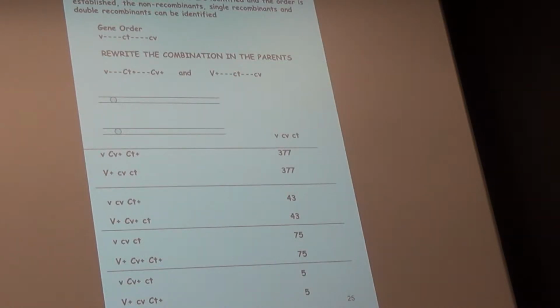So here is the original genes. I've just written them as B, CT, CV, etc. You basically now know what the order of the 3 genes are. The order of the 3 genes are B followed by CT followed by CV. So this phenotype class, B, CV plus, CT plus, you can just rewrite it as B, CT plus, CV plus, because you're just rewriting it, you're not changing anything.